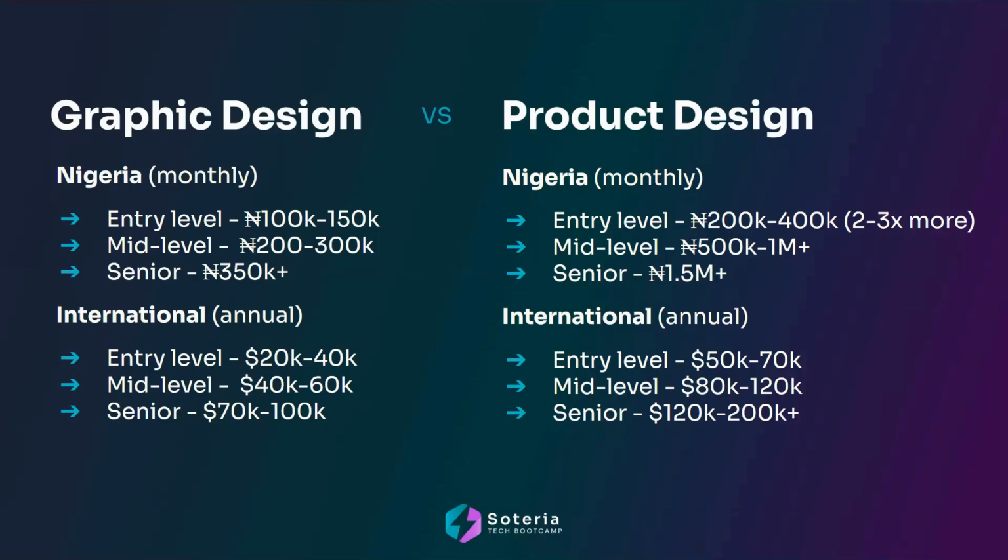Now let's move to product design. Entry level, you earn about 200 to 400. Personally, I have shared a few job links with people that carry this. Mid-level, 500 to 1 million, and then senior about 1.5 million and above. I've heard of people that probably earn close to about 2 million. And then, of course, some in USD, which is the international one: 50K to 70, mid-level 80K to 120, senior 120K to 200.